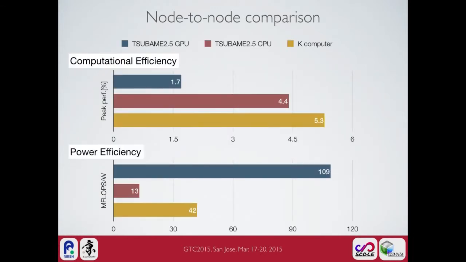The computational efficiency is reasonable in comparison with the computational performance and the memory performance. And the GPU shows a better power efficiency than the CPU case.